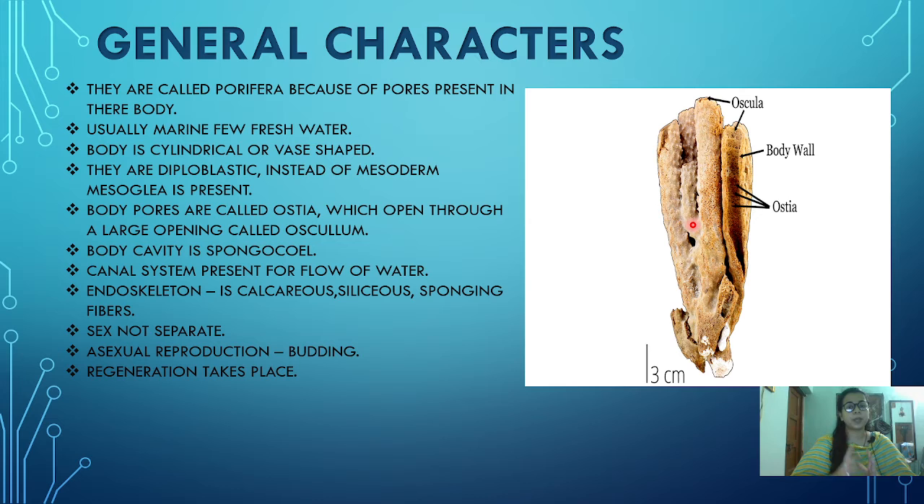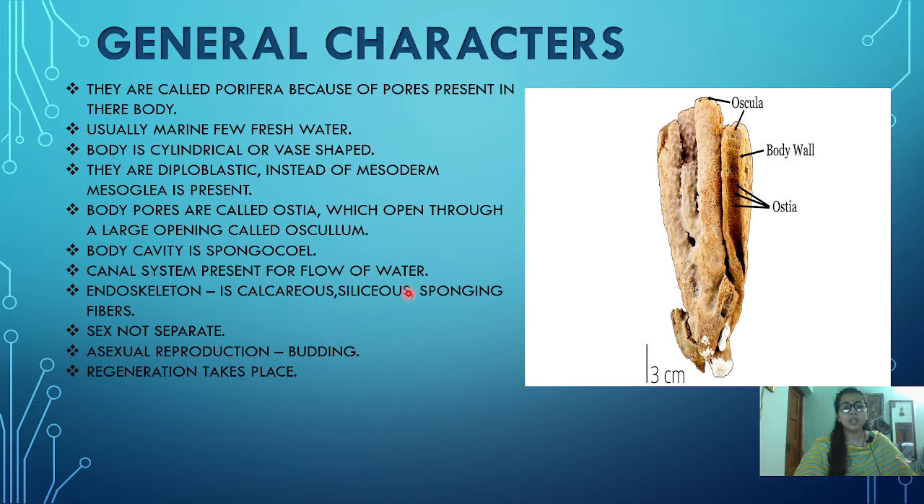This organism's special characteristic is that it bears a water canal system. What is the role of the water canal system we will discuss in a further part. Its skeleton is divided into three types: calcareous, siliceous, and spongin fiber. What are they? We will discuss later. The sexes are not separate, that means both male and female sex organs are present in the same organism, and asexual reproduction is usually seen here. Asexual reproduction takes place by the budding process, and regeneration takes place. What do you mean by regeneration? If you cut any part of the body, they will regain that part of the body.